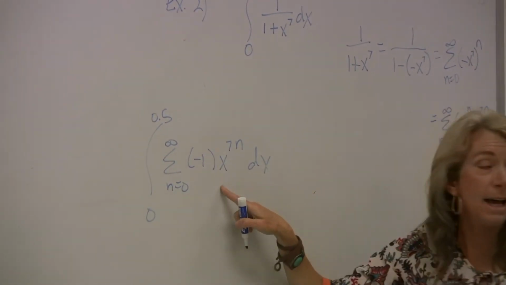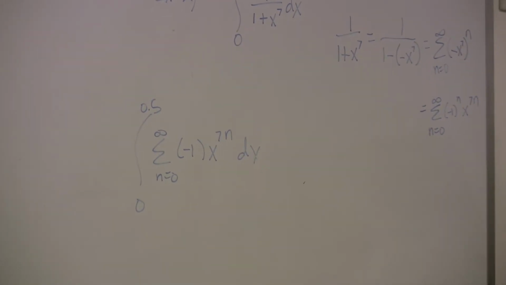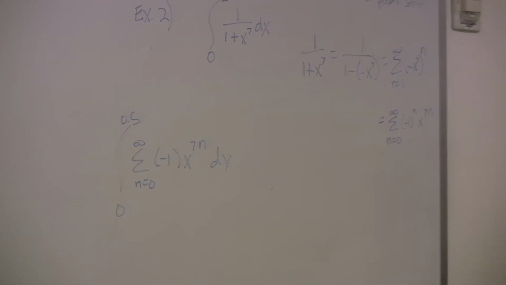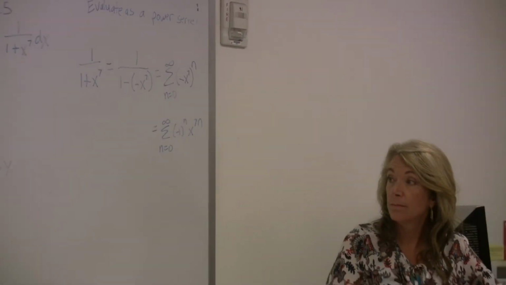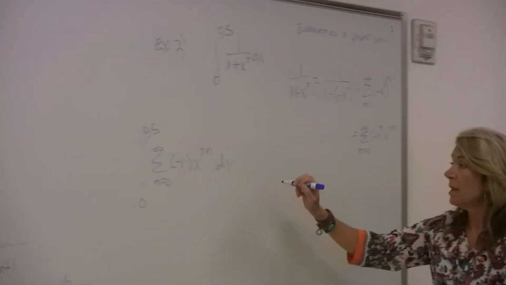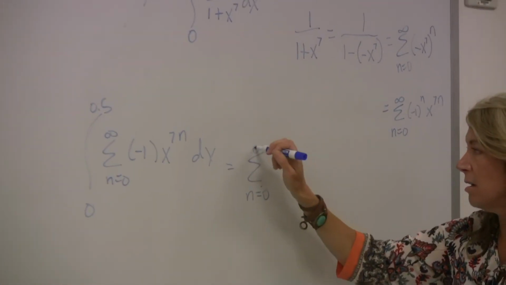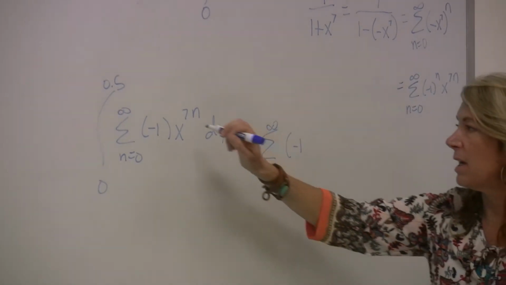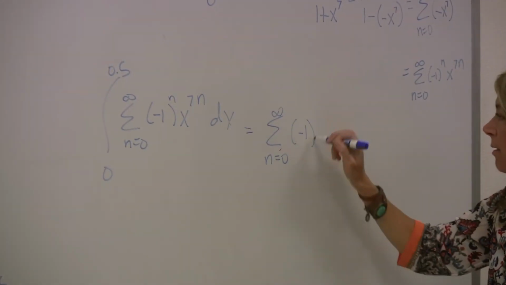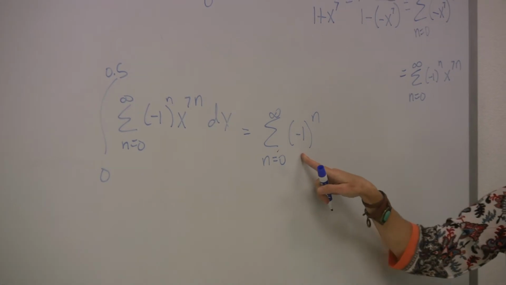I'm going to integrate this guy instead. He's the same function, just in disguise. So when I integrate it, I'm still going to have a series. This is a constant. Oops, my n fell off. Negative 1 to the n is still a constant.